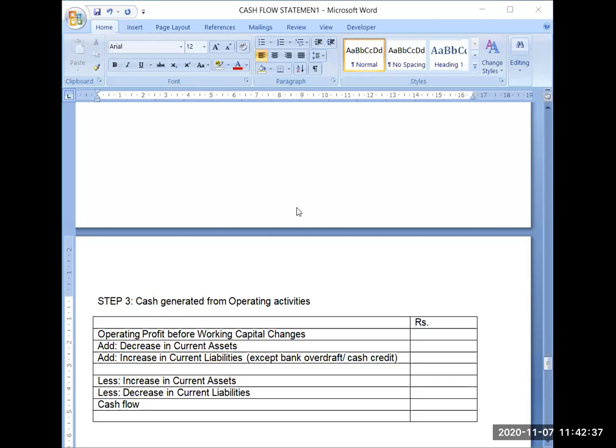Okay, so we were doing cash flow from operating activities, and step two we have completed. Step one was calculation of net profit before tax, and step two is that we have to add non-operating expenses as well as non-cash expenses like depreciation, bad debts, loss on sale of fixed assets, interest, charity. These are the main components.